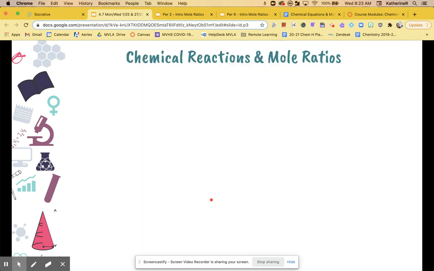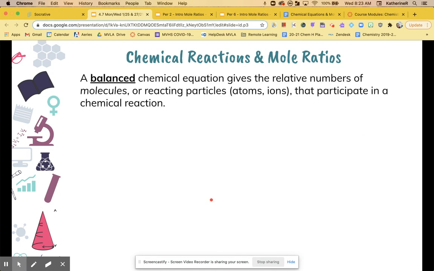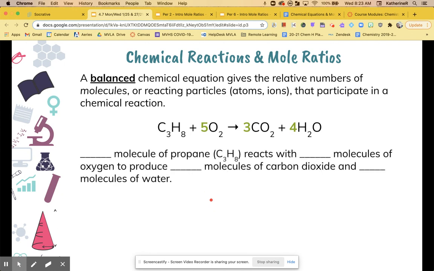Okay, so a balanced chemical equation gives the relative numbers of molecules or reacting particles, so atoms, ions, that participate in a chemical reaction. So here's an example of a chemical reaction. This is our chemical equation. We've been practicing balancing these and identifying the type of reaction. You may notice that this is a combustion reaction. We see a hydrocarbon, we see O2 as a reactant, and CO2 and H2O as products.